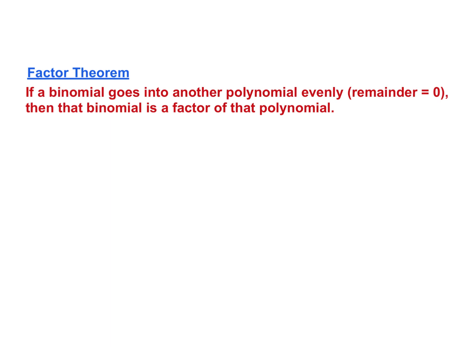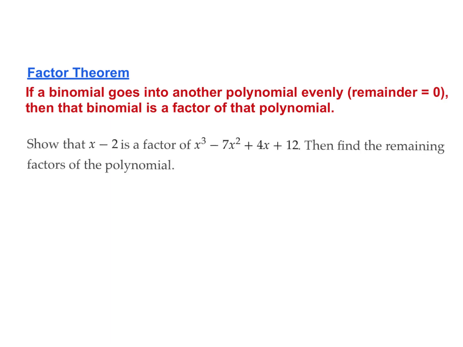But what we're going to be doing here is they're going to tell us, here is one factor of a polynomial. And it's going to say, find the remaining factors. So here's how that's going to work. Here's what the problem is going to look like. Okay. So the first thing it says is show that x minus 2 is a factor of x to the third minus 7x squared plus 4x plus 12. So that's the first part. We're going to demonstrate that that's a factor. And then the second part says find the remaining factors.